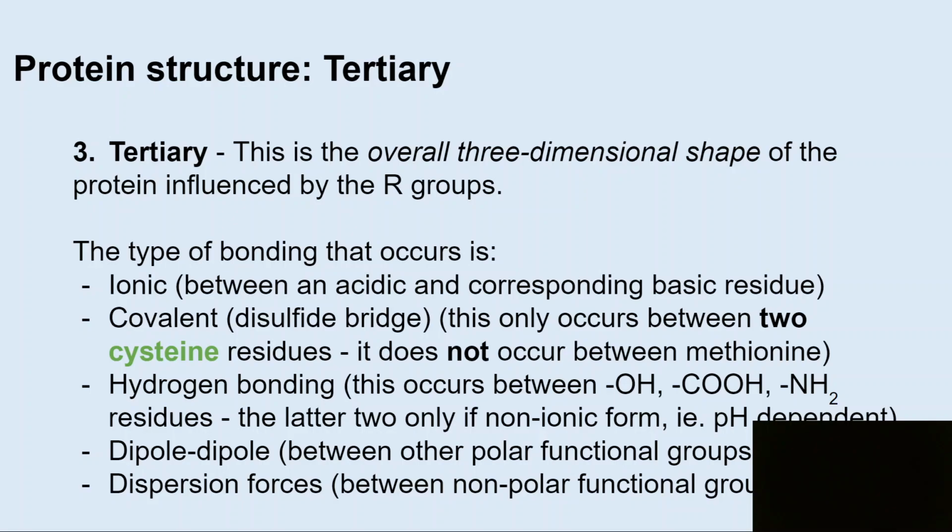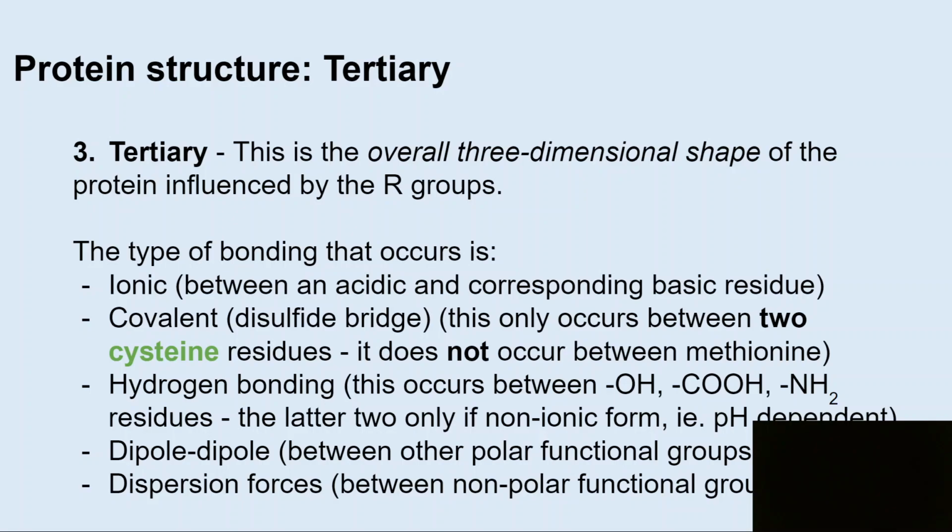We get dipole-dipole between other polar functional groups, so when I've got that NH or N within a ring or something like that, and so on. And then obviously dispersion forces between non-polar functional groups, and we know that's the weakest form of intermolecular forces. Any questions on that? Yeah?